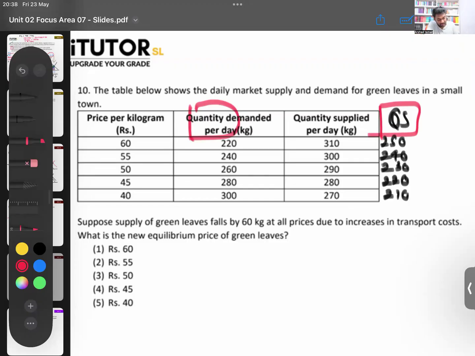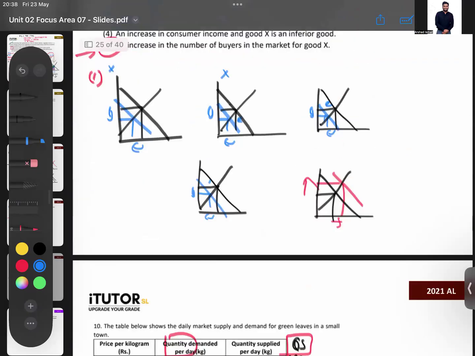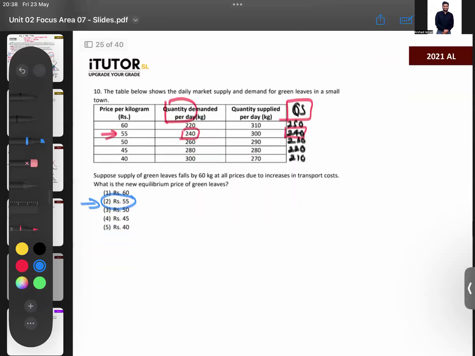So now compare the demand with the new quantity supplied and see where those two are equal. See? 240, 240 at the price of 55. So that is your answer. At the price of 55, that's your new equilibrium price. Previous one answer was 5. Right?